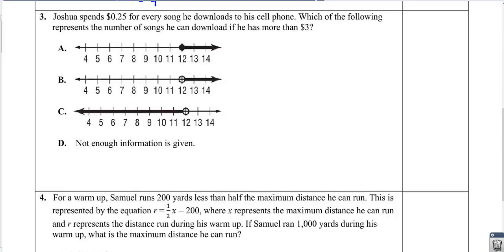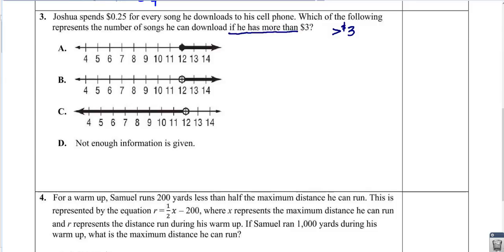So problem number 3, we're back to Joshua and the song downloads. Songs cost $0.25 each. The question is, which of the following represents the songs he can download if he has, and here's what you should underline, if he has more than. So more than, they're saying he has greater than $3.